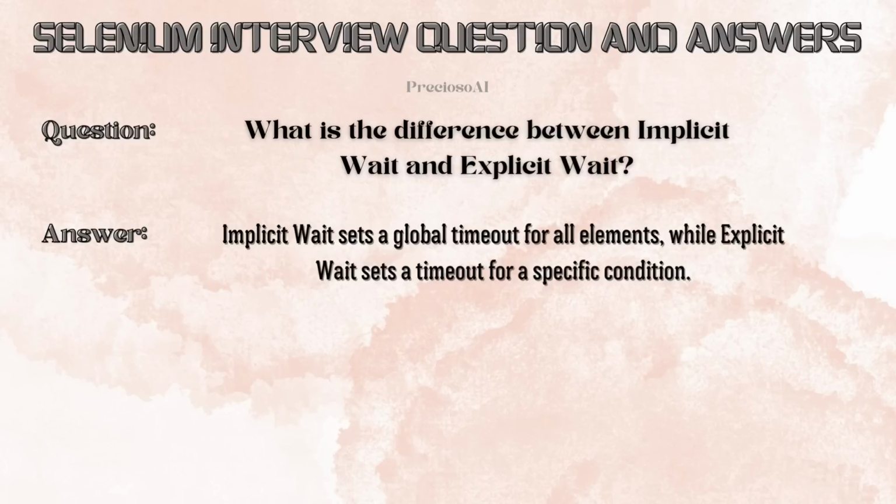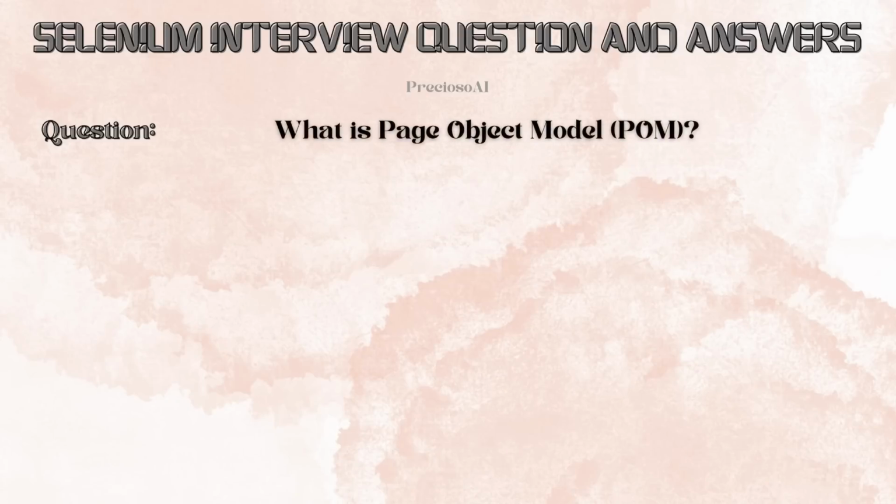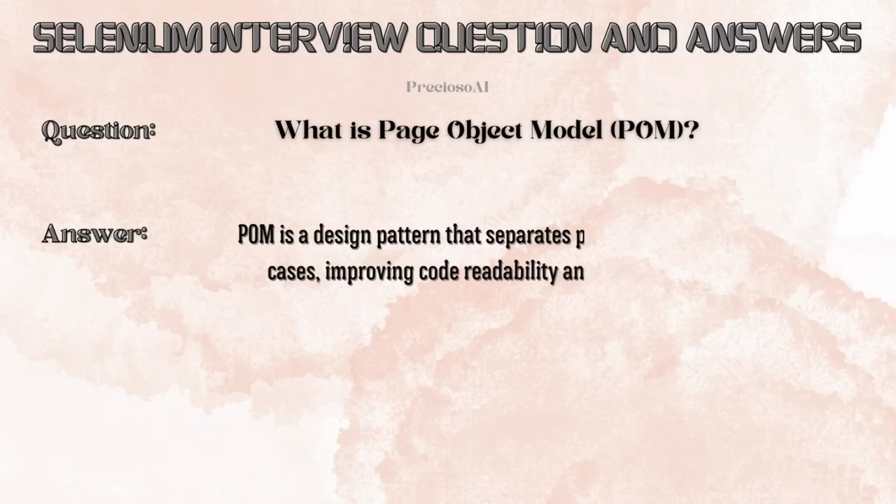Next question: what is the difference between implicit wait and explicit wait? And the answer is implicit wait sets a global timeout for all elements, while explicit wait sets a timeout for a specific condition. For example using implicit wait to handle dynamic elements, using explicit wait to wait for an element to be clickable.